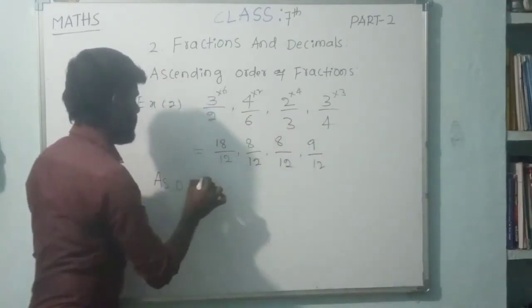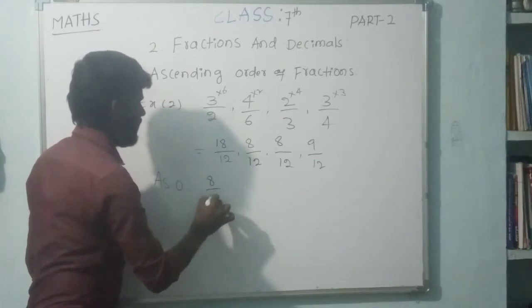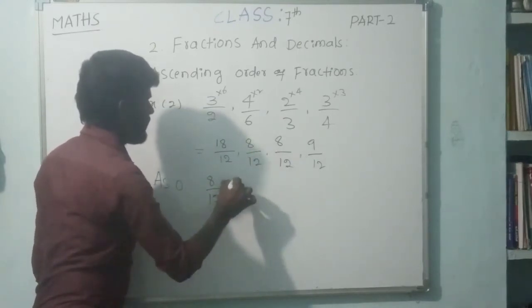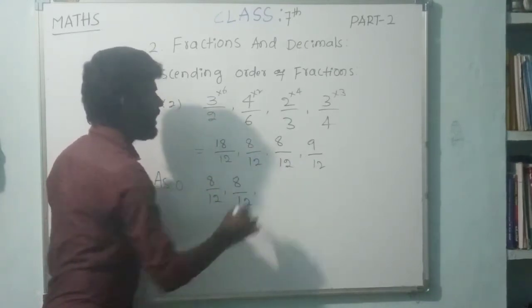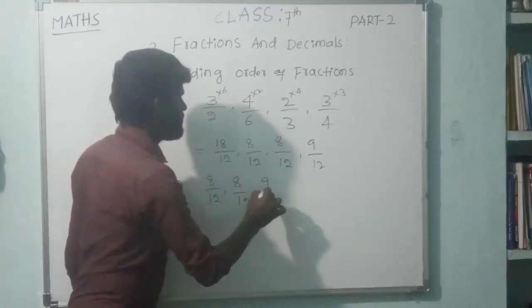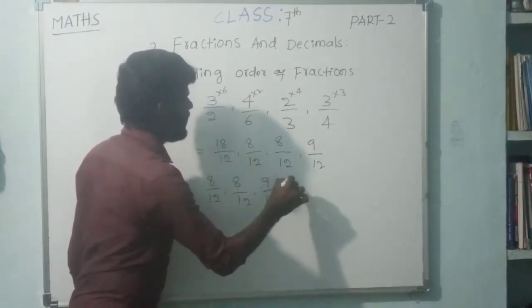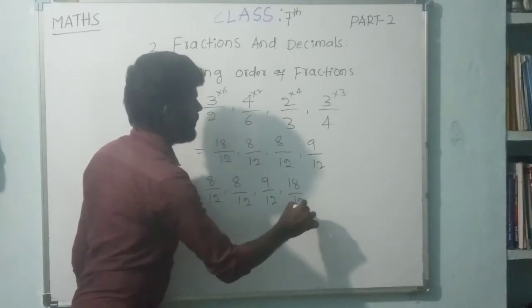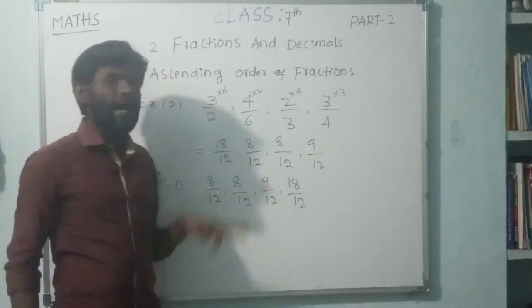Take first 8 by 12, then again 8 by 12. After 8 by 12, yes children, 9 by 12. Then finally 18 by 12. Yes, this is in ascending order.